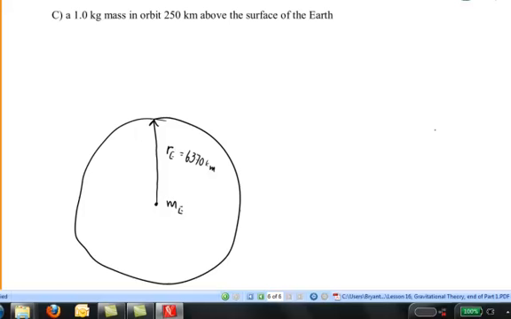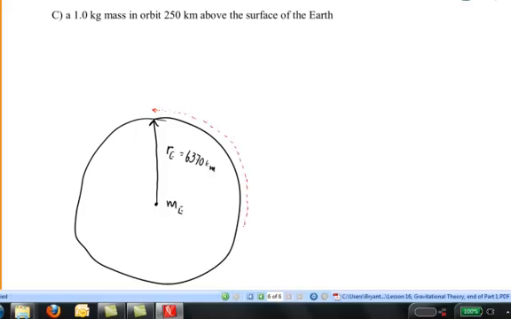Now the radius of the Earth is 6,370 kilometers, roughly 6,400 kilometers. How high in this diagram above the surface of the Earth is the satellite? What I claim is that if you take the distance that the object is above the Earth's surface, 250 kilometers, and divide that by the radius of the Earth, what you're going to get is 0.04. In other words, the distance the object is above the surface of the Earth is roughly about 4% of the radius of the Earth.